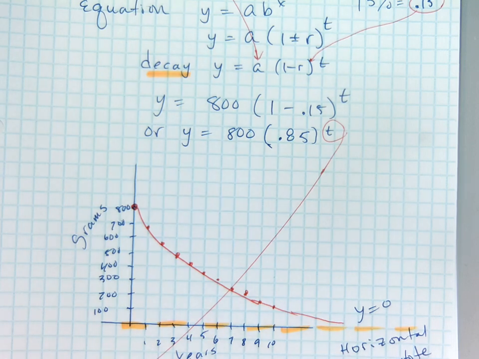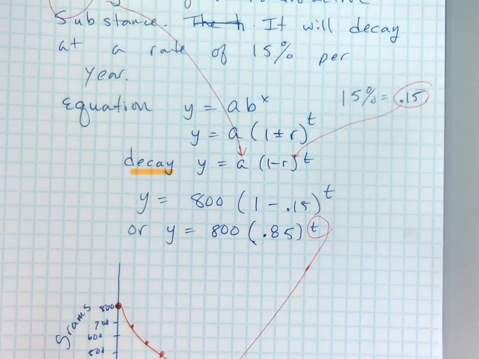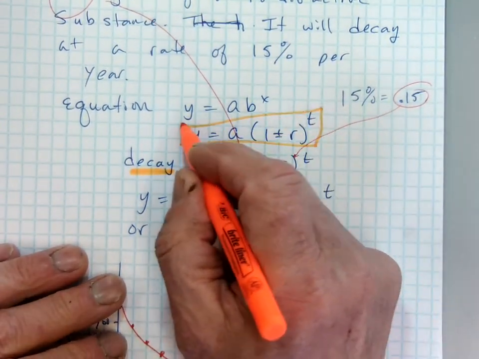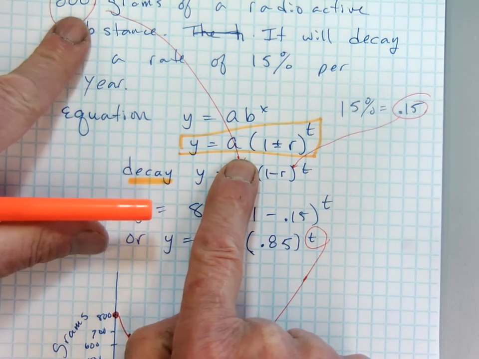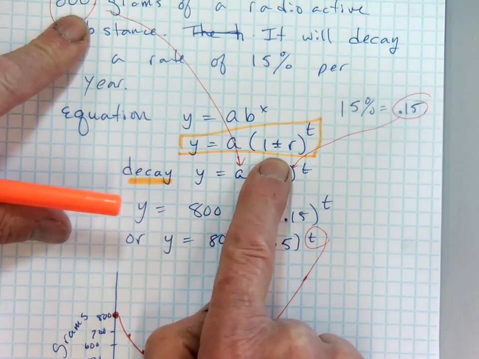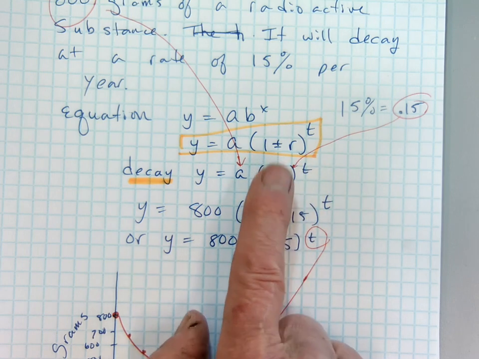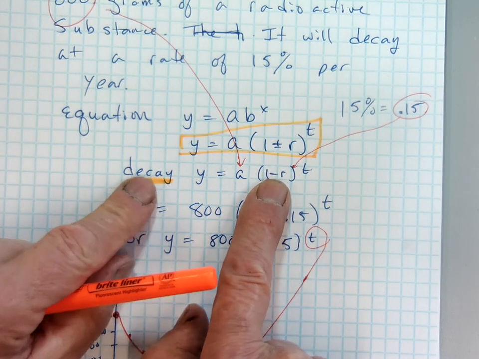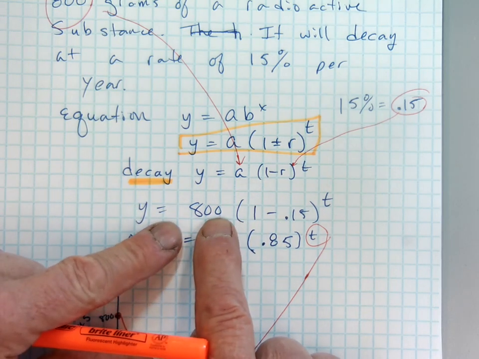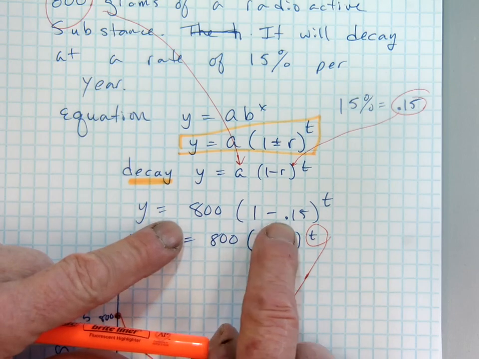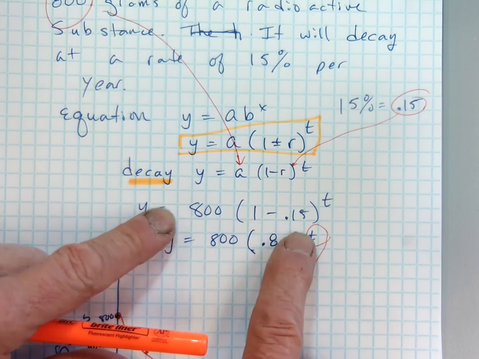Okay, now, why 0.85? Well, the equation we want to use is this one. If we've got a percentage of growth or decay, we're going to use y equals a, which is the beginning amount, which is 800, parentheses 1 plus or minus r. Now, r is the rate, plus or minus because it's either growth or decay. Now, we had minus because it's definitely a decay, so it's getting smaller. So what we have is this equation. So I want 800, because that's my beginning amount, times 1 minus 0.15. 15% is 0.15. And of course, 1 minus 0.15 is 0.85.